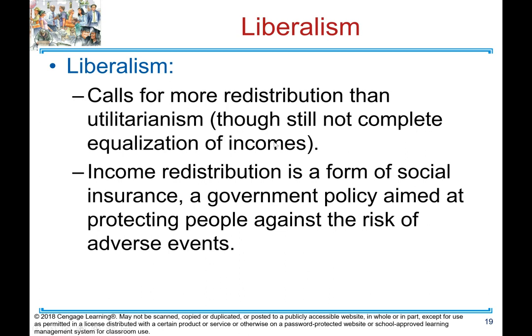Liberalism calls for more redistribution than utilitarianism, though still not complete equalization of incomes. Income redistribution is a form of social insurance, a government policy aimed at protecting people against the risk of adverse events.